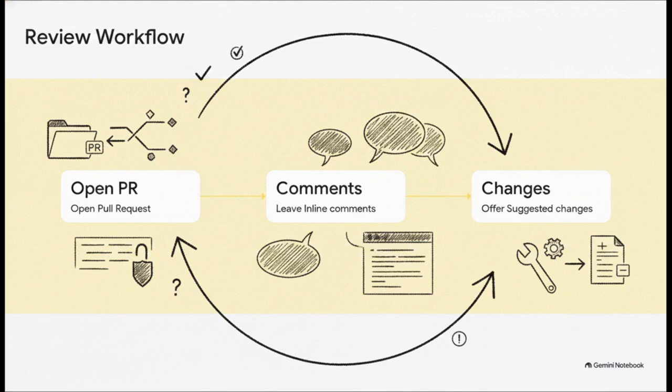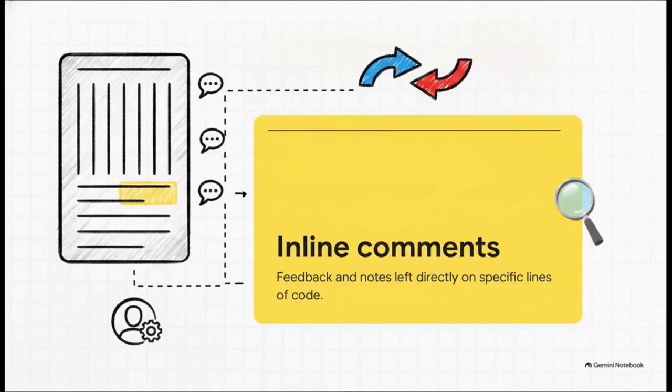It's a dynamic loop where the author and the reviewers interact directly with the code, refining it together step by step until it's absolutely bulletproof. Let's break down step 2 a bit more. Inline comments are feedback and notes left by reviewers directly on specific lines of code.